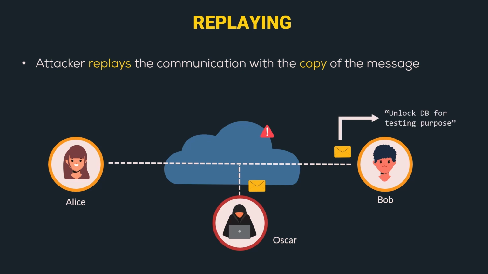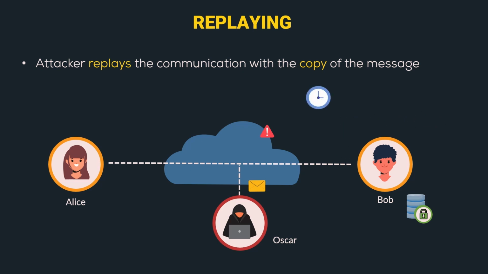Suppose the message is this, that is, unlock DB for testing purpose. So Bob unlocks the DB, Alice does her testing, and after that, Bob again locks the DB. Now Oscar will wait for some time, and then send the message to Bob. Bob thinks that the message is sent by Alice, and will unlock the DB. Oscar can now access the DB, thus compromising the integrity security goal.